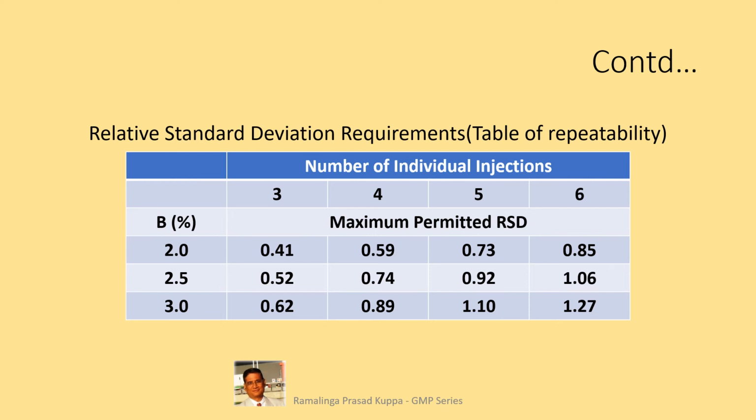So in this table, if the B percentage is 2 and the number of individual injections is 3, the maximum permitted RSD is 0.41. Similarly, on the upper side, if the B percent is 3 and the number of injections is 6, the maximum permitted RSD will be 1.27.